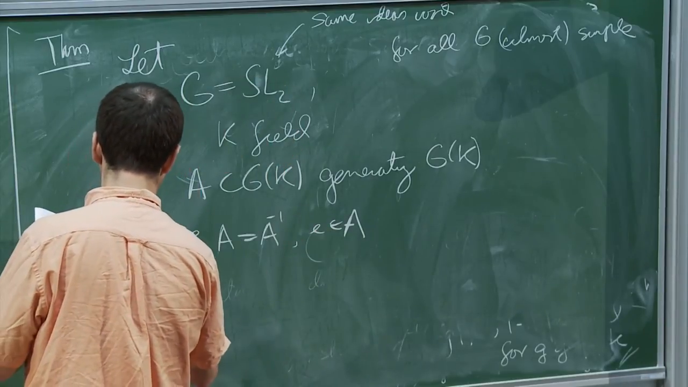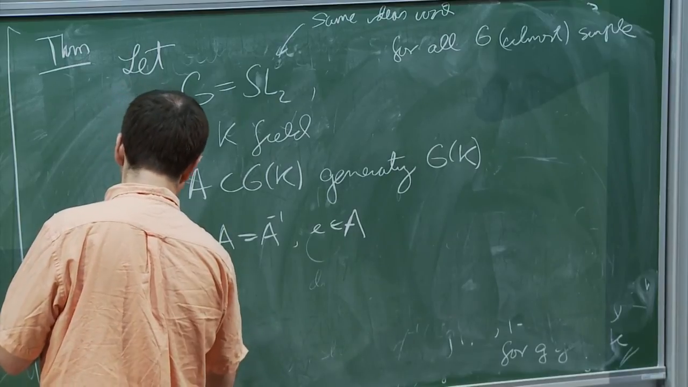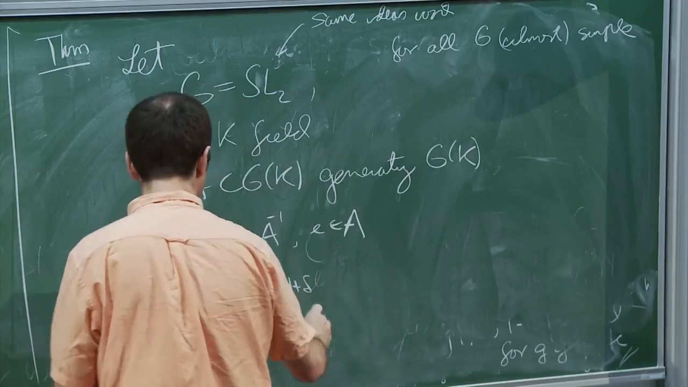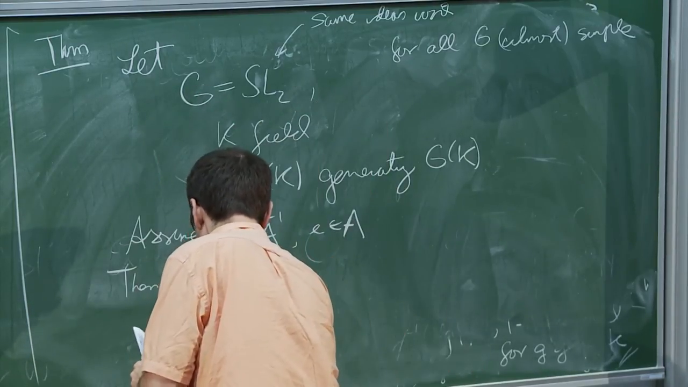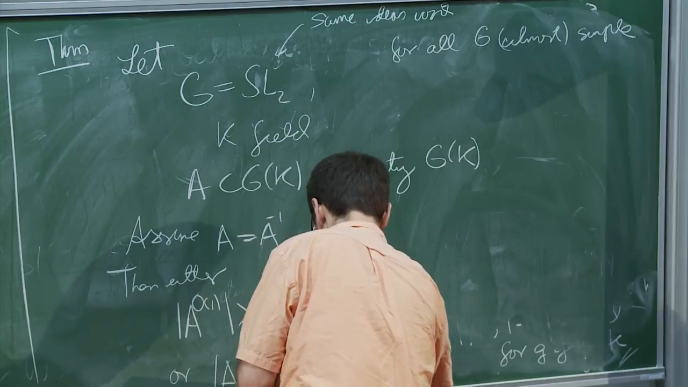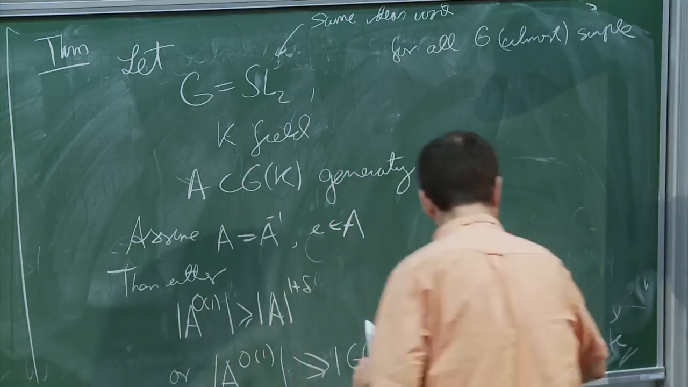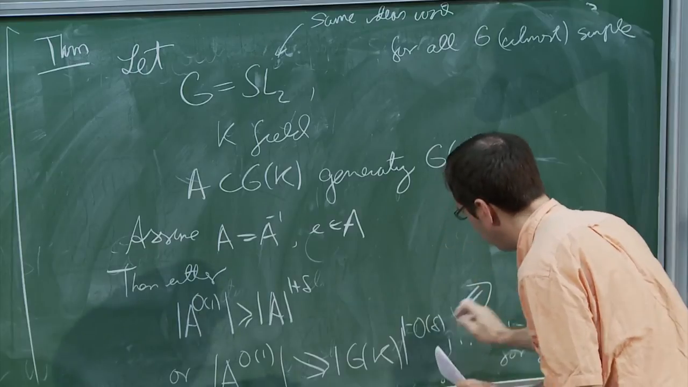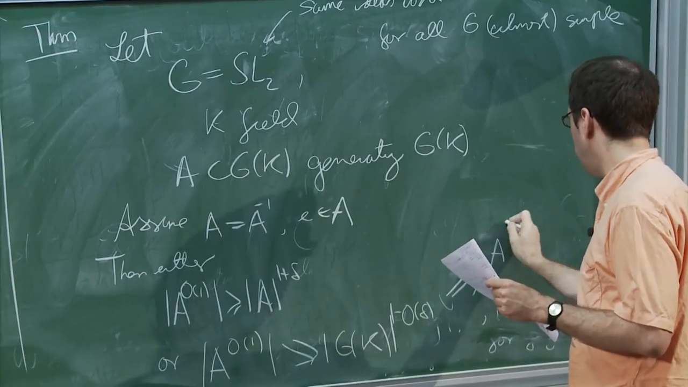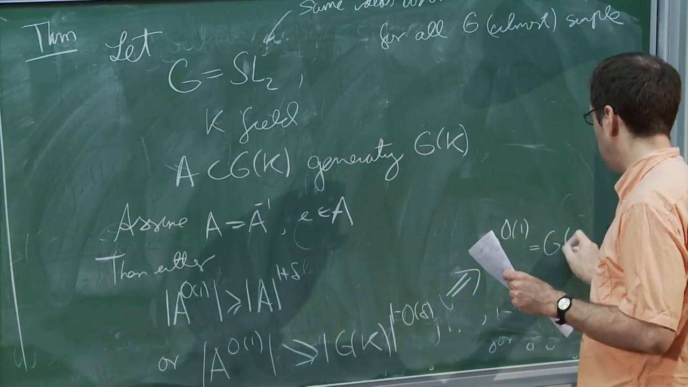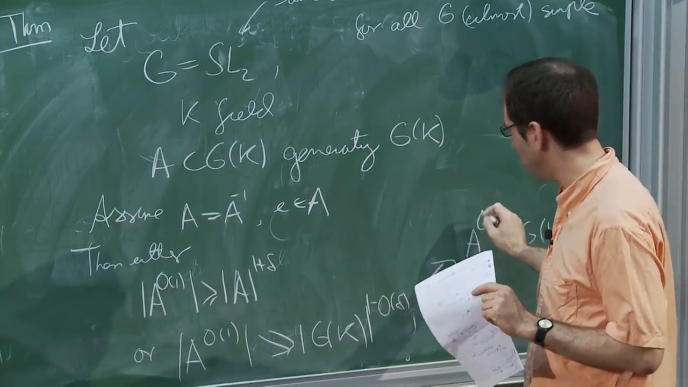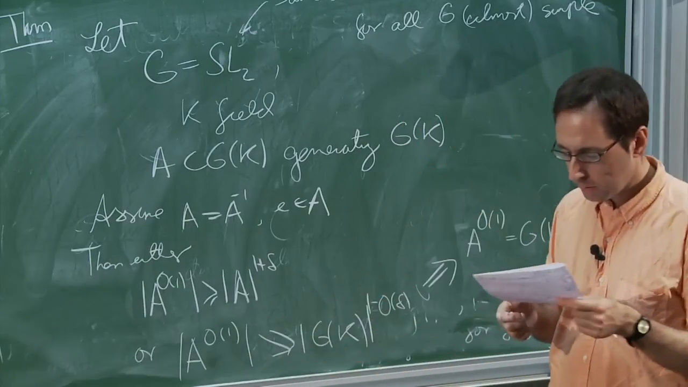Then either A to the O of 1 is bigger than A to the 1 plus delta, or A to the O of 1 is almost everything. In fact, this can be strengthened to everything. So I will not have time to prove this last strengthening, but I will just tell you that once you have almost the entire group, and I mentioned that the first time, you have that A a couple of times more is going to give you the entire group. In fact, Nikolov and Pyber have managed to make this equal to 3 times this O of 1.